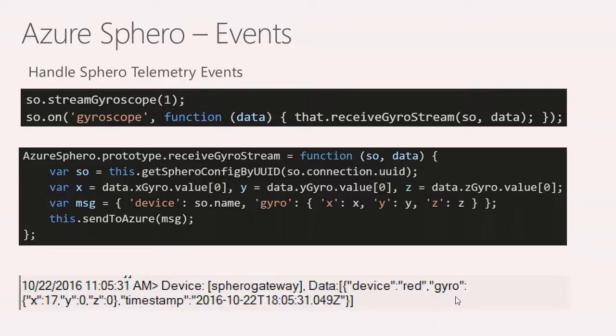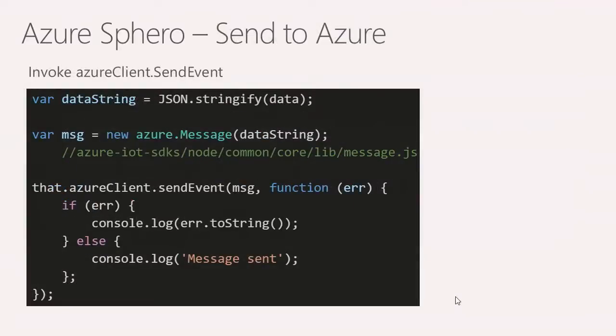So you receive that gyro stream data, and then what you do is you'll say, okay, give me the gyro coordinates, the XYZ coordinates, and then call send to Azure. Azure accepts a string value inside of its message constructor. So you want to stringify your JSON value as you pass it from your gyro stream to your send function. And that's Azure Client Send event.